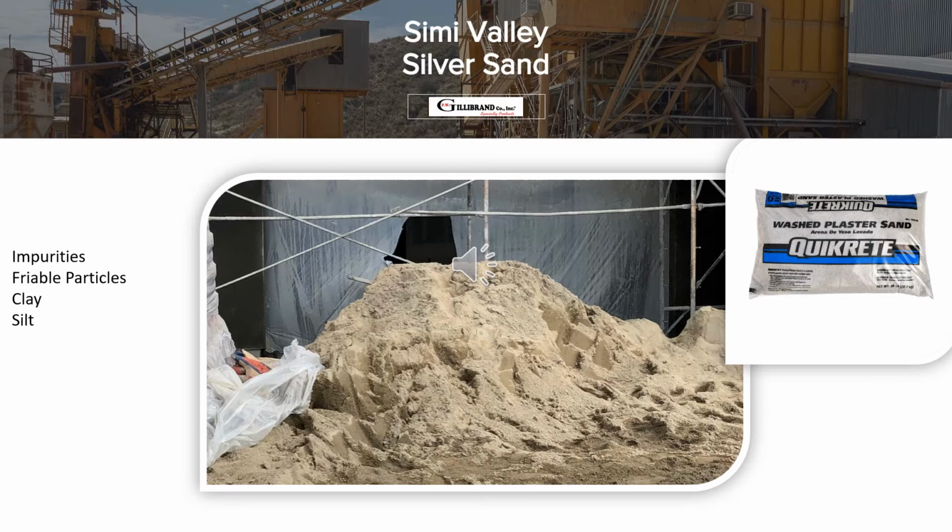Plaster sand must be washed. This process removes impurities and clays that can negatively impact sand used for stucco. Washing sand removes deleterious substances. Sand can come in bulk or in bags for smaller jobs. Regardless how you get it, it must be washed sand free of deleterious substances.